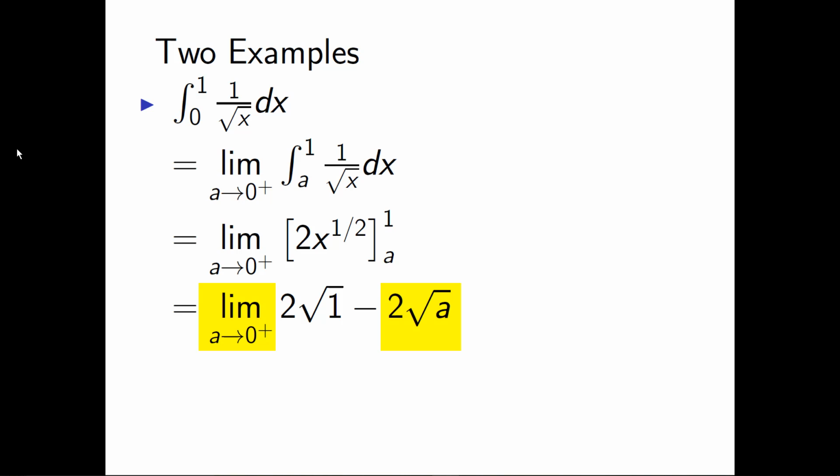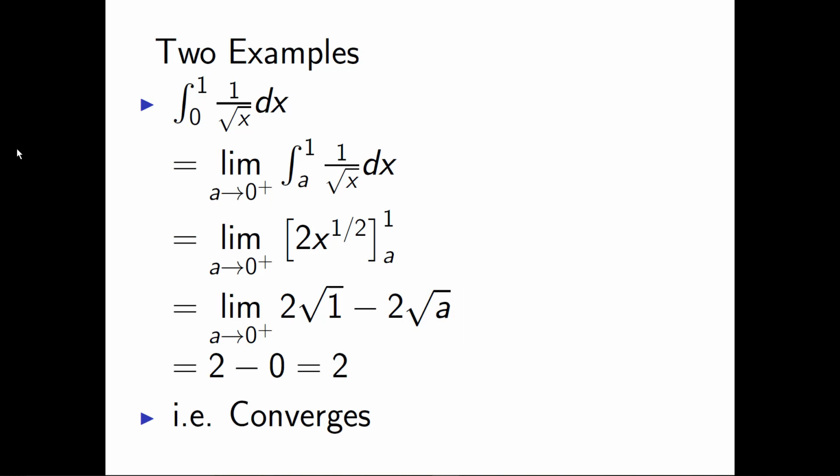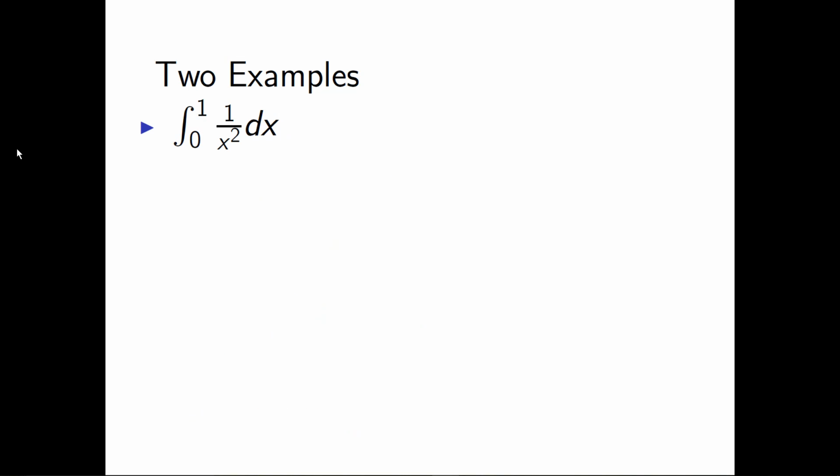This piece approaches 0 as a approaches 0. So this is just 2 minus 0, which is 2. And again, we'll say that this converges. Okay, and we'll take another example.